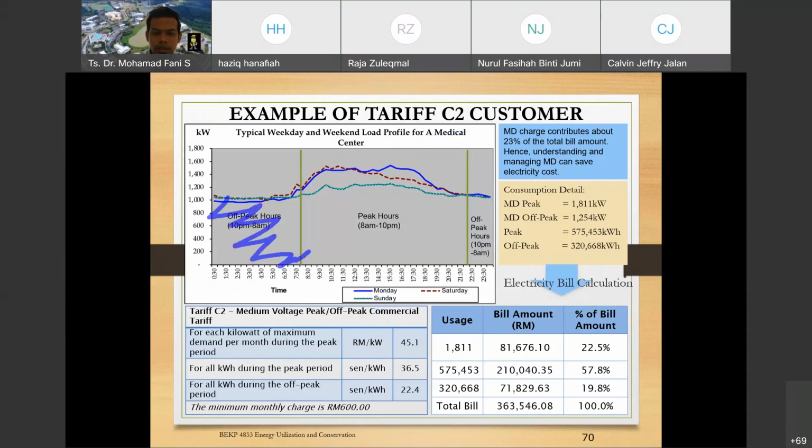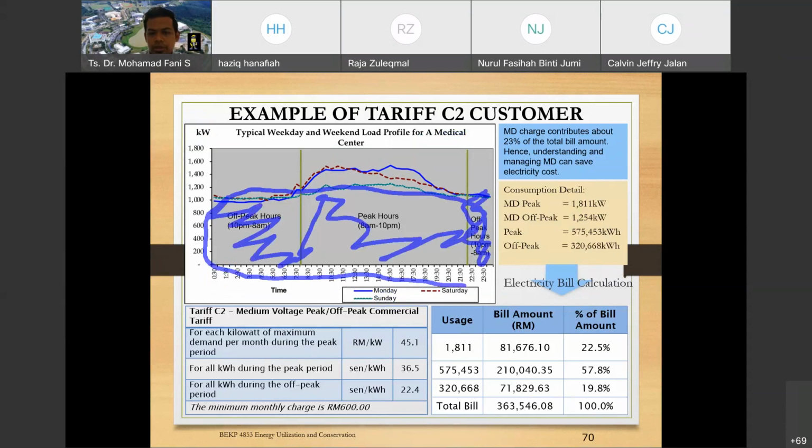Here, the area for the base load. This one, the base load area. That's the load running or operating to support the operation of the hospital. For example, this one is the profile for the hospital. What's the percentage of the base load for this hospital?